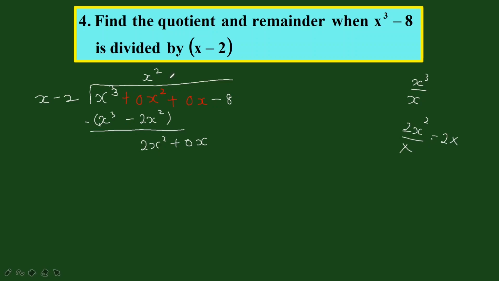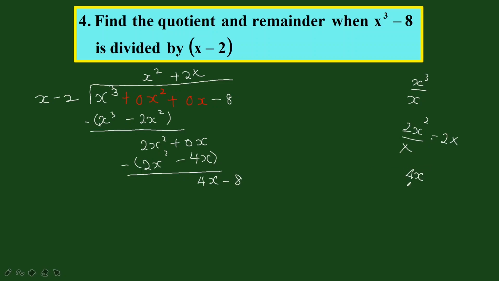So it's plus 2x. Now, once that is done, I'm going to multiply again. So I will have 2x squared. 2x multiplied by that, I will have minus 4x. And again, I'm going to minus the whole thing out. So this will disappear. So what is left here is 4x. Bring down the minus 8. And I'm going to finish this up.